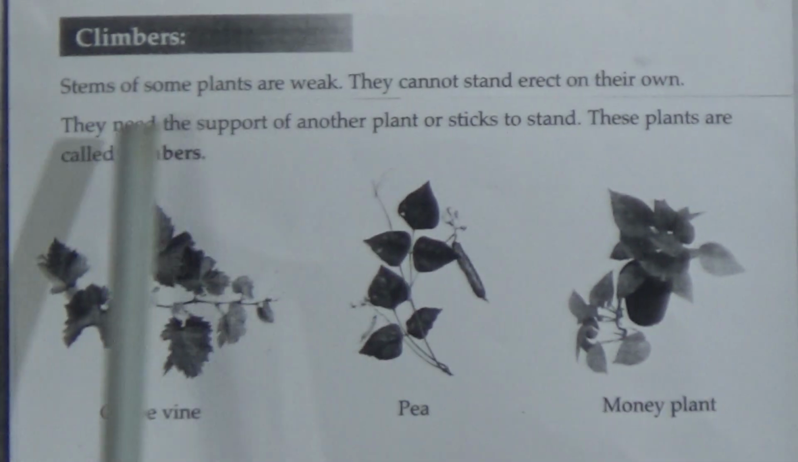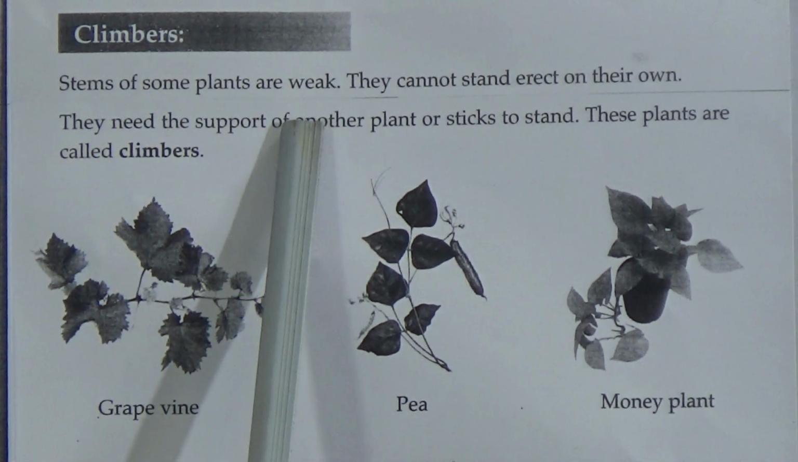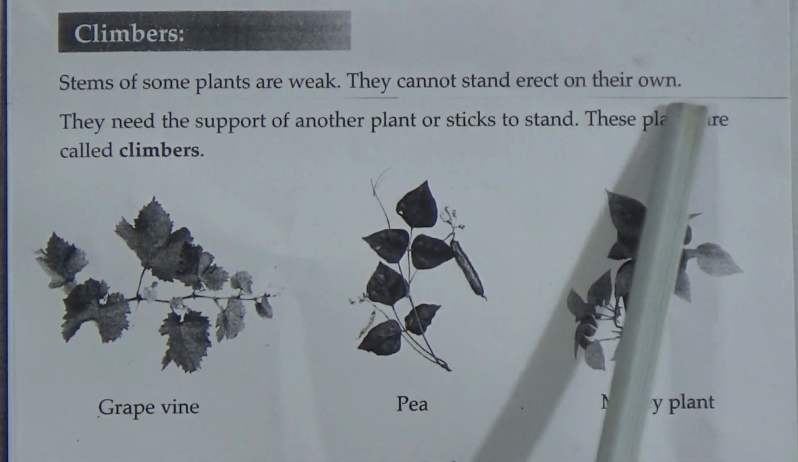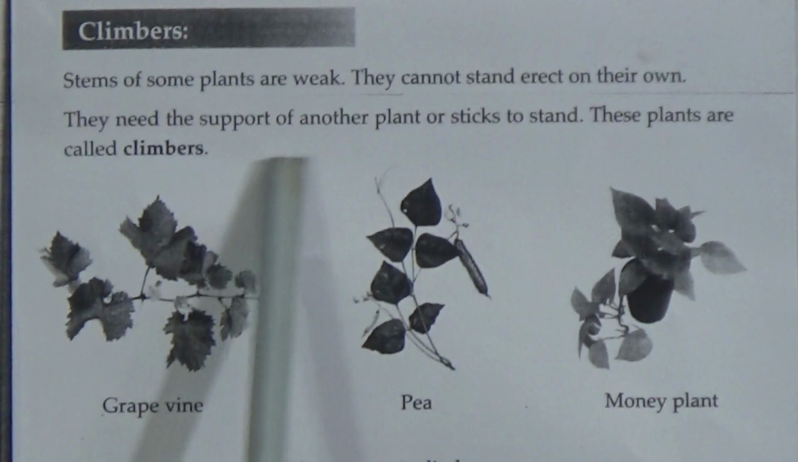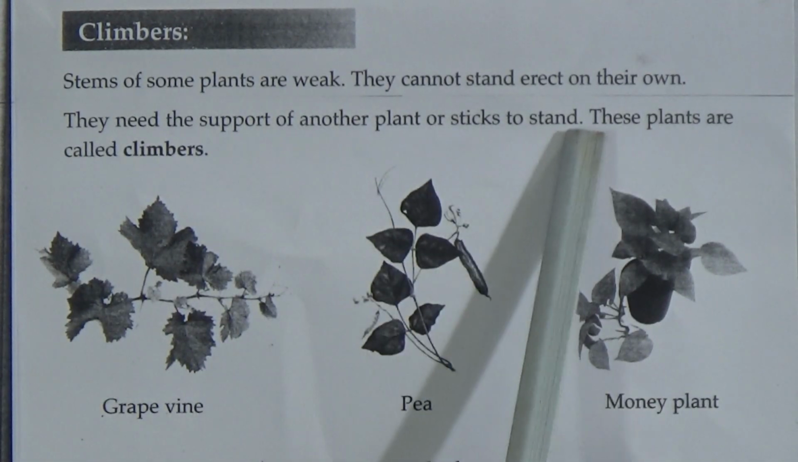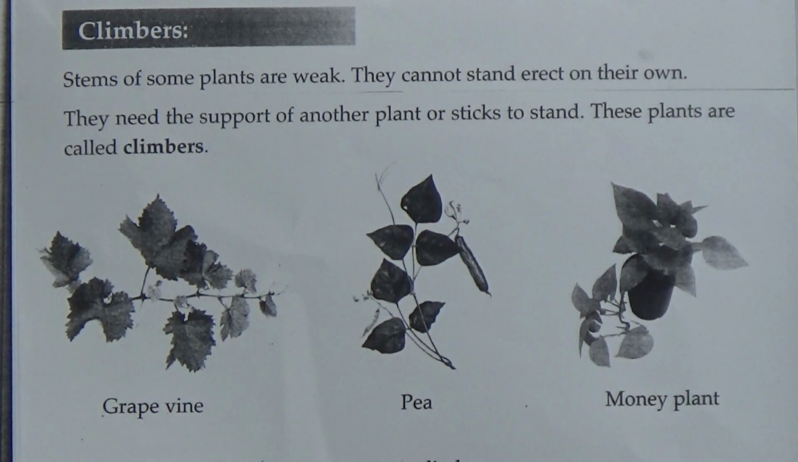Now, we will learn about the climber plant. Stems of some plants are weak. They cannot stand erect on their own. They need the support of another plant or sticks to stand. These plants are called climbers.